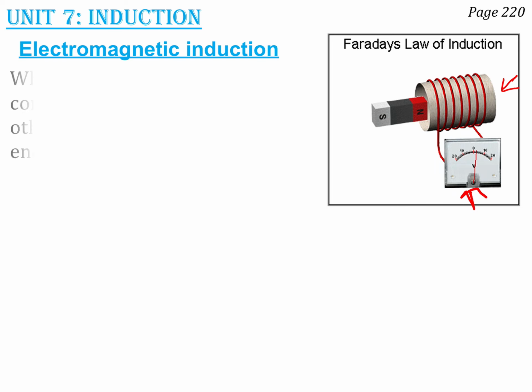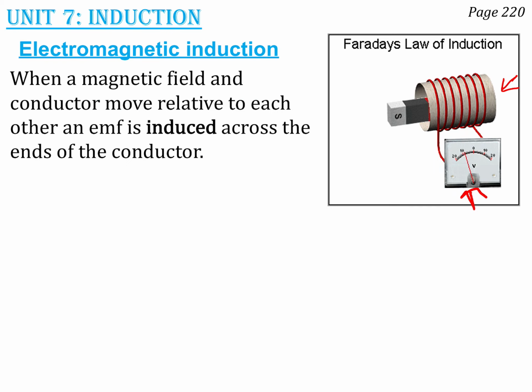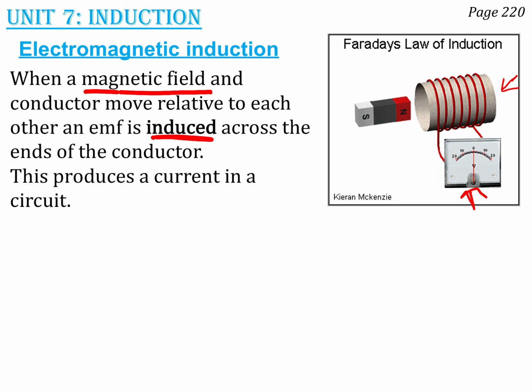That's a voltage. So when a magnetic field, so it's what we're doing with a magnet, and a conductor move relative to each other, and we could move the magnet or the coil, all right, an EMF is induced. Induced means we make it, okay, across the ends of the conductor. So this produces a current. So if we have a moving magnetic field, this produces a current.